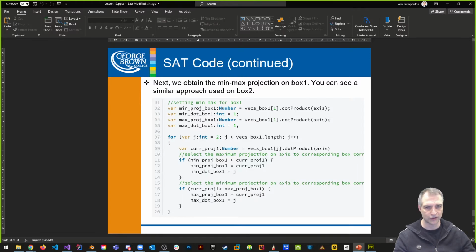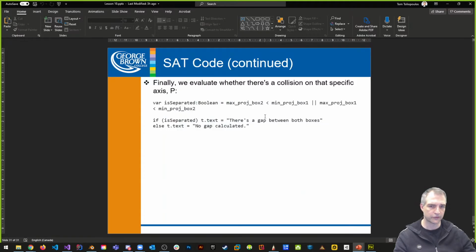Once we create the vectors, we start by using this min-max projection on box 1, as an example, and then we do the same thing for box 2. Once we've done that, we say it's separated if the maximum projection from box 2 is less than the minimum projection from box 1, or the maximum projection from box 1 is less than the minimum projection from box 2.